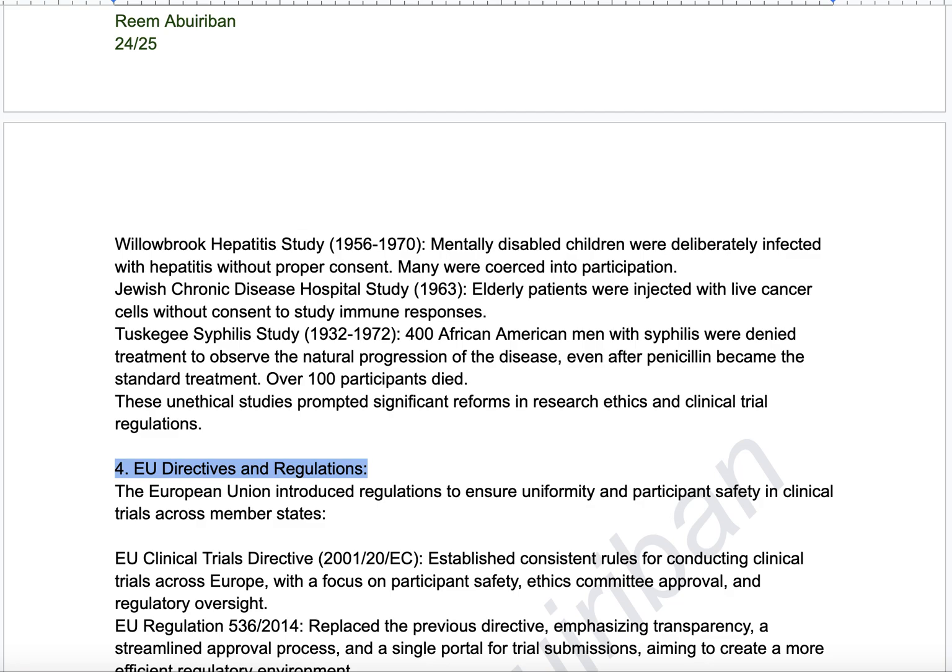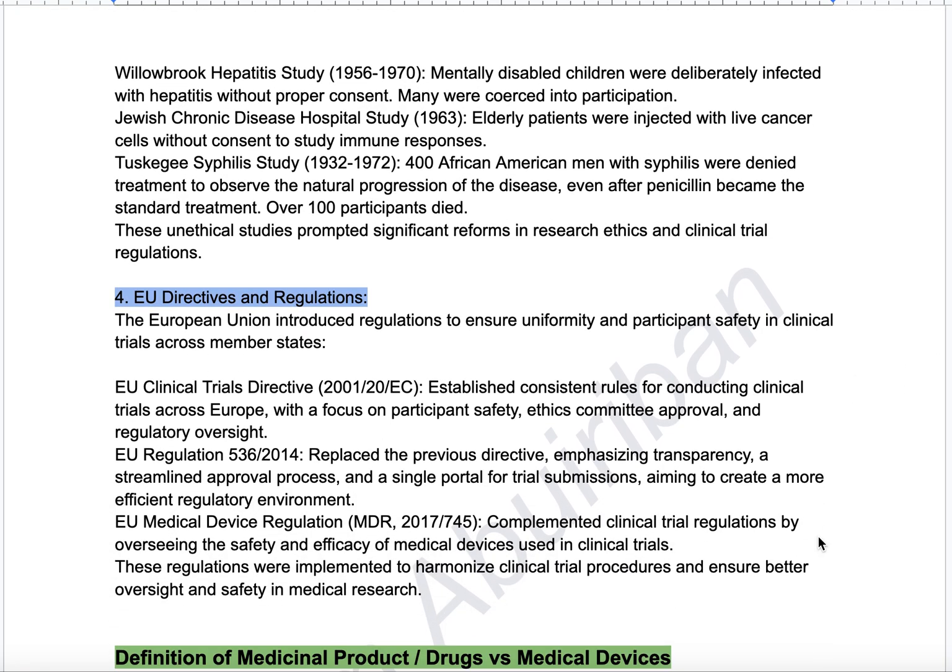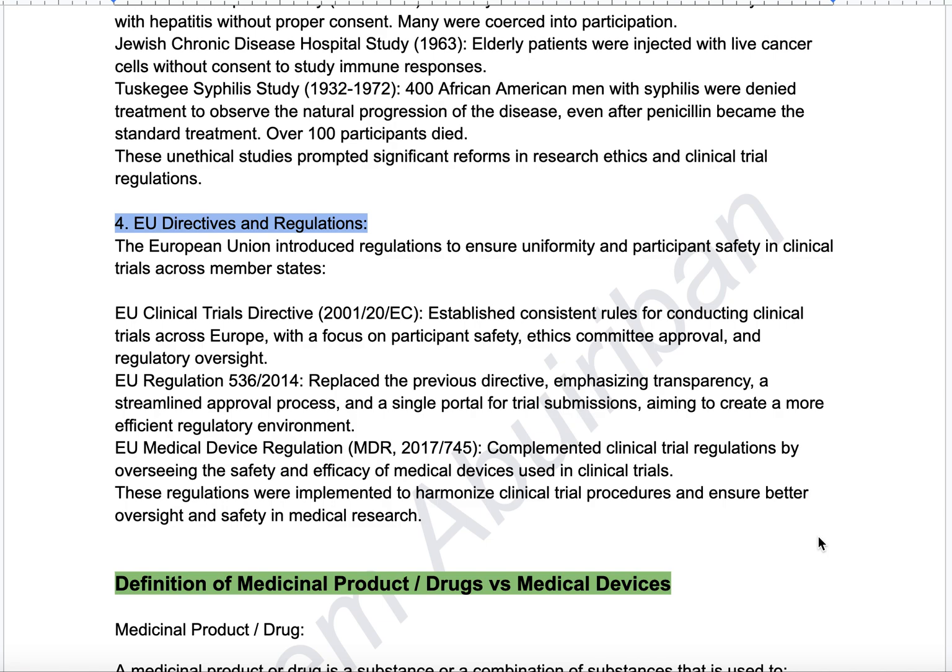So we finally start with the European directives and regulation. The European Union introduced regulation to ensure uniformity and participant safety in clinical trials across the member states. The European Clinical Trials Directive established consistent rules for conducting clinical trials across Europe, with a focus on participant safety, ethics committee approval, and regulatory oversight.